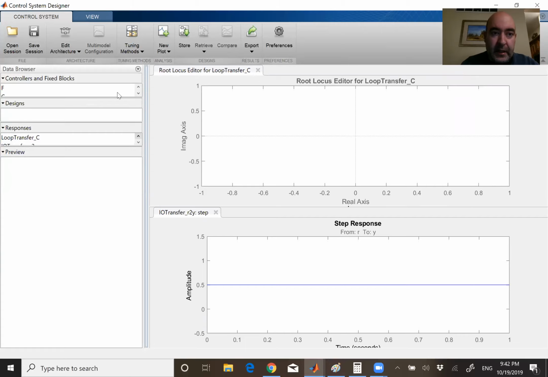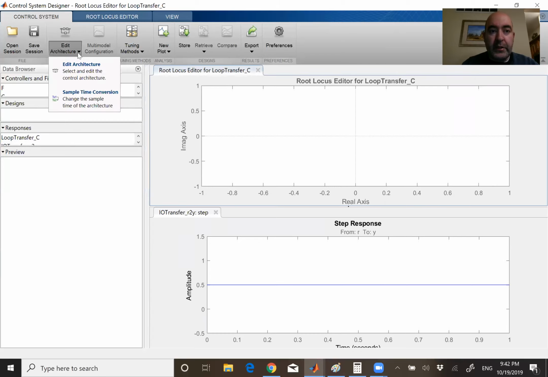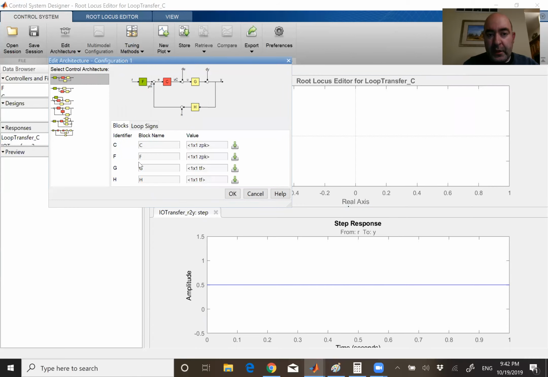The first thing you have to do is you have to import your system into SISO tool so that it understands the dynamics. So what you do is you click on Edit Architecture, you click on this button, and the menu is going to open up. It has different types of configurations. The first one is really the one that we use. Notice it has our controller, it has G, which is my open loop transfer function, and it has a function for H. So what you have to do is you have to import some function for these individuals. Right now, the only thing we have is G because we don't know what our controller is. We are in the process of designing it, and we're assuming that H is a unity feedback.